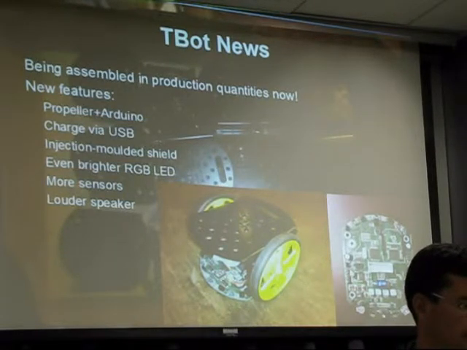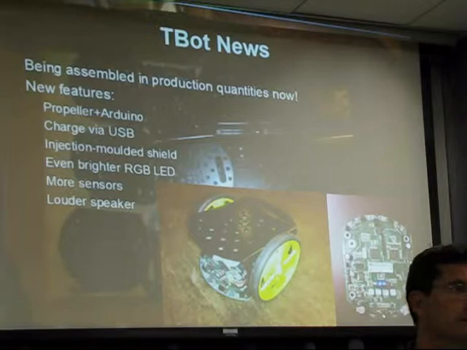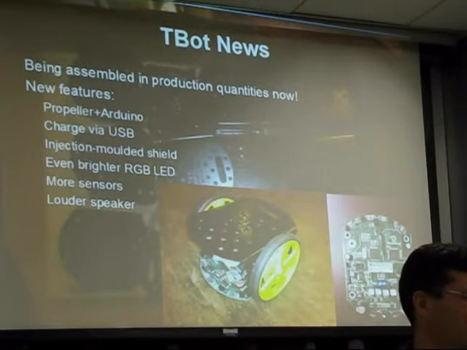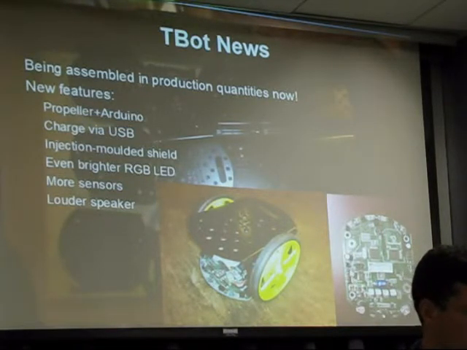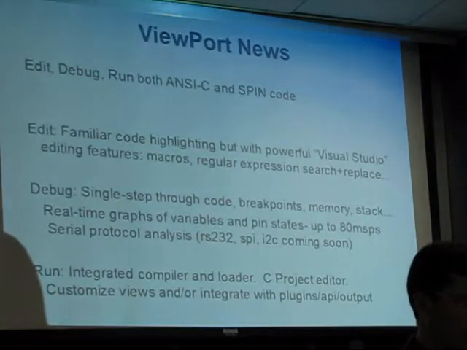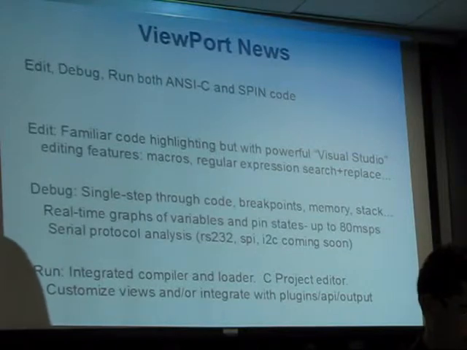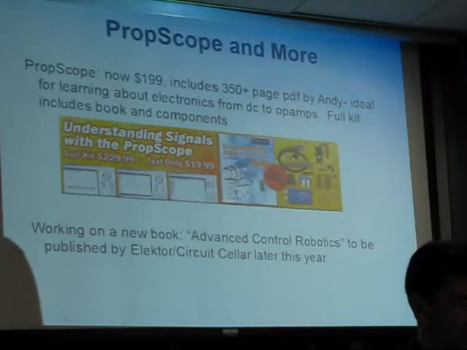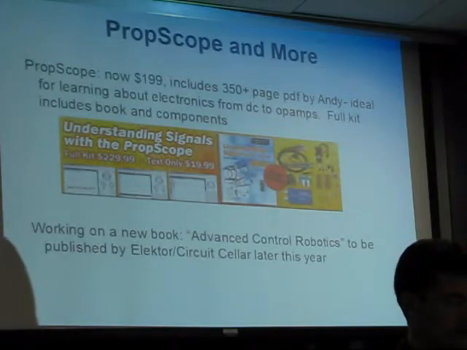So there's the Atmega 328, does that make sense? Yeah. Charge via USB, shield on the bottom, the LED, whole bunch of sensors, louder speaker, thanks to my dad today. Viewport, I'm not going to get into that, you can talk to me. Prop scope, $199 with the big book, and I'm working on a new book, Advanced Control Robotics, to be published later this year.